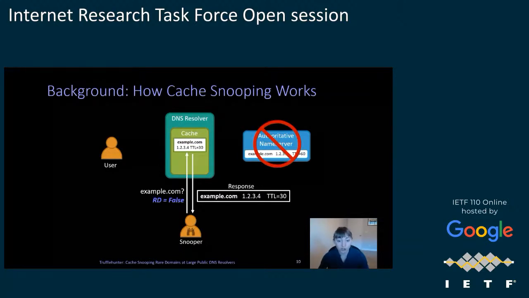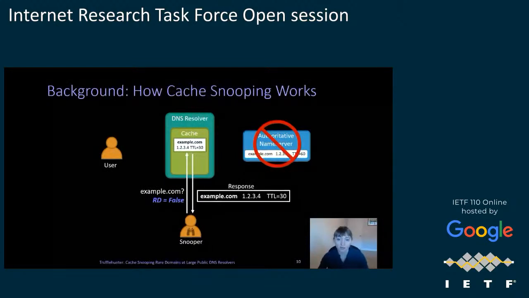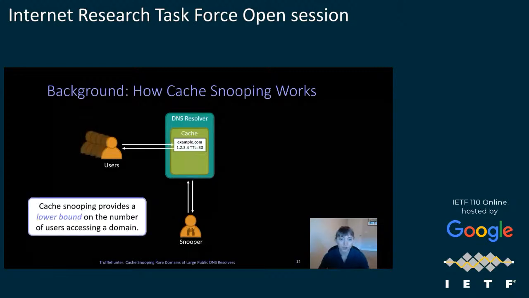What you can do if you are a snooper is make a request for example.com, but set a flag that tells the resolver it is not allowed to check the authoritative name server. That way, if you get a valid response back with a valid IP and a valid TTL, or time to live value, then you know that the domain was cached. I should note that all of the resolvers we've been using this on do respect the recursion desired flag, with one slight exception, which I'll get into later.